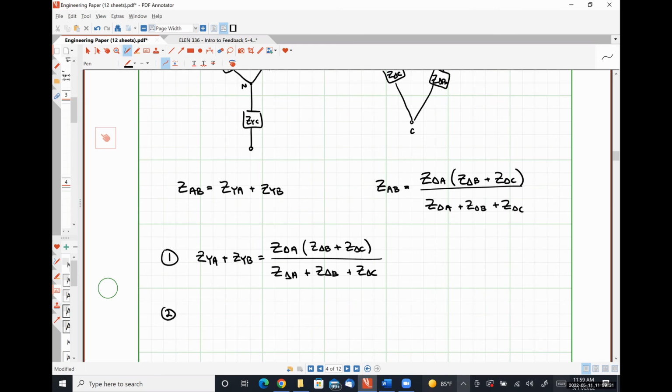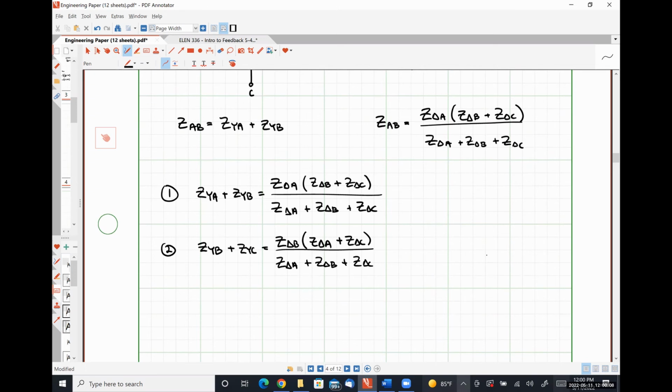And if we do the exact same thing between terminals B and C, which I should put a C down here, we're going to get ZYB plus ZYC is equal to Z delta B times Z delta A plus Z delta C over Z delta A plus Z delta B plus Z delta C.